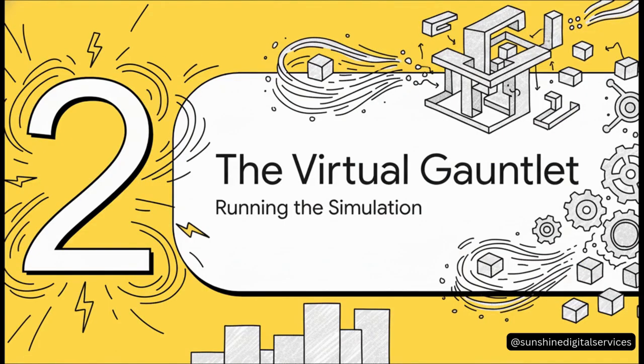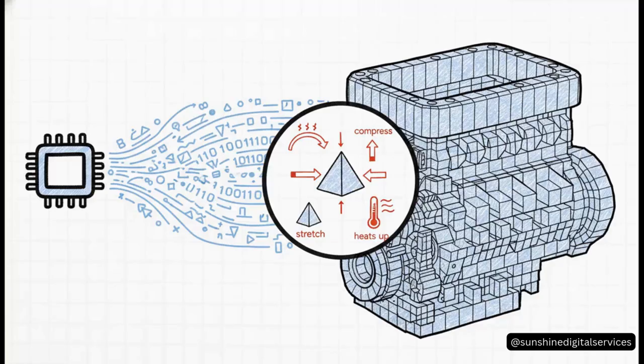So, the digital twin is built. The physics are all set up. Now it's time for the main event. It's time to run the simulation. This is the virtual gauntlet, where we're going to unleash the forces and see if our design can actually handle the pressure. You hit that submit button, and the computer just gets to work.